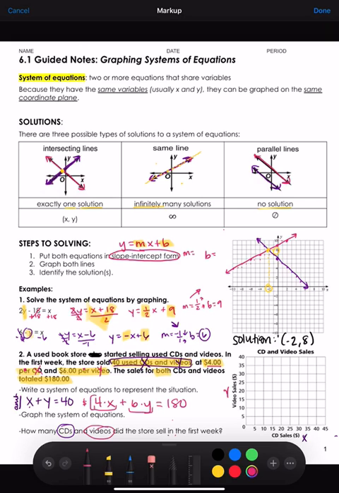So I was able to come up with 2 different equations that I can now graph and see where they intersect, and that will give me the answer to my final question, how many CDs and how many videos. So going back to this first equation, I want to get Y by itself so I can graph it. So all I need to do is subtract the X from both sides. So I get Y equals negative X plus 40. And I'm going to identify the slope, which is -1, and my intercept, which is 40.